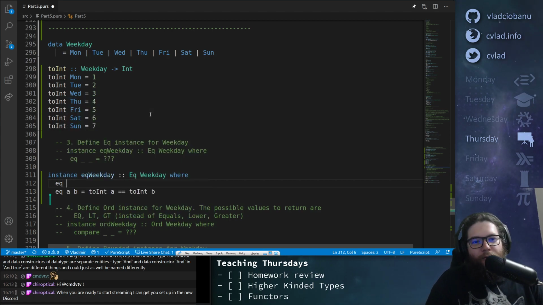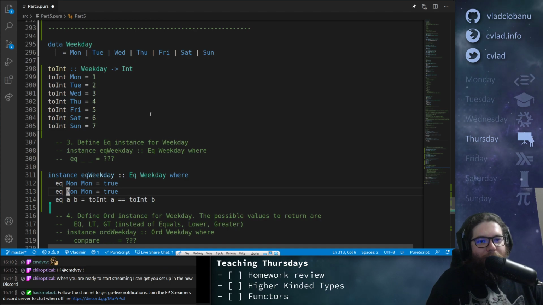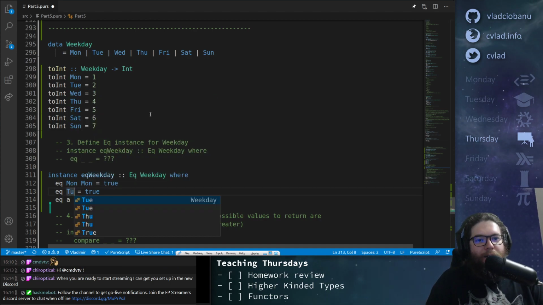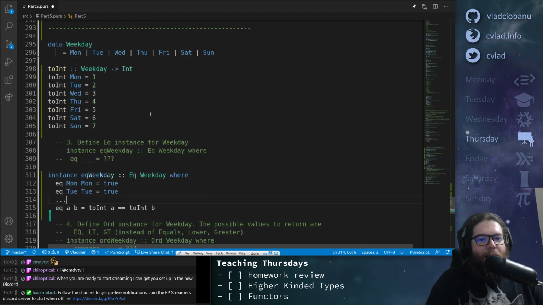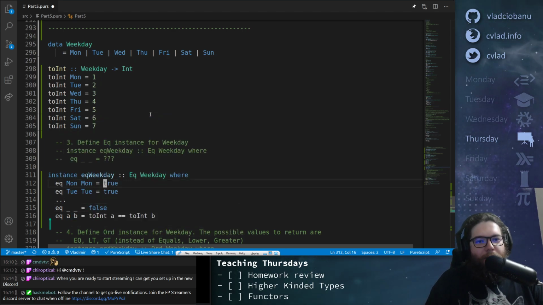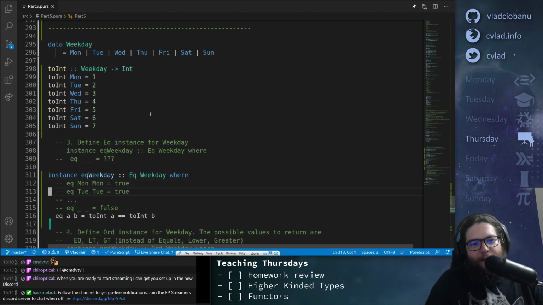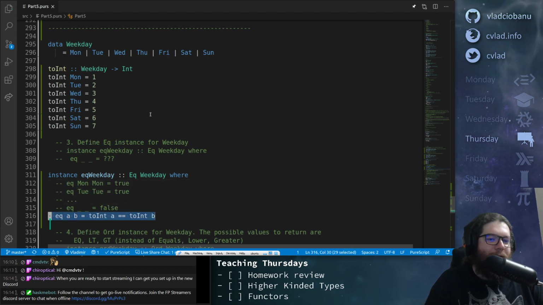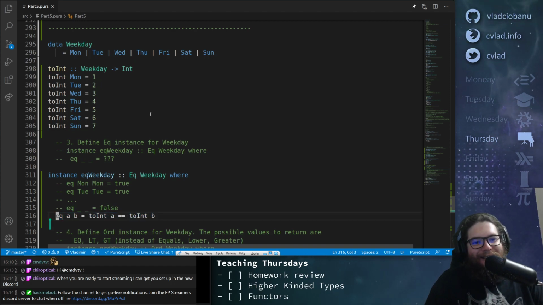Another way that would have worked would be to write out all of the cases, and then otherwise it's false, right? I'll just comment this out so we have it here. But this is definitely smarter because you write less. So that's definitely a good way to do it.